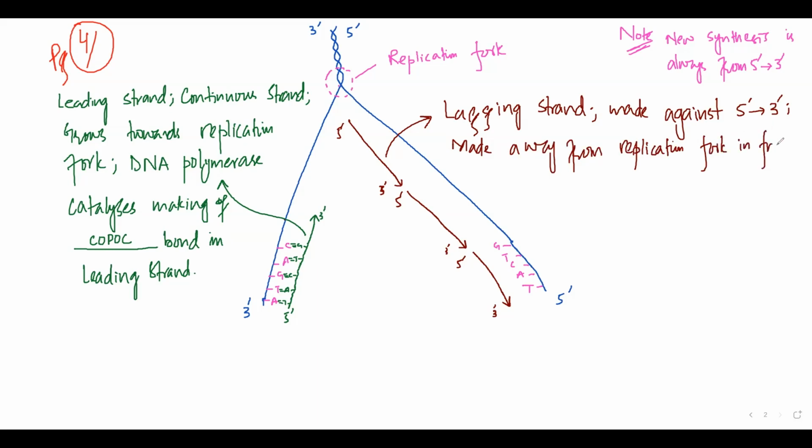And it is made in fragments called Okazaki fragments. Okazaki was a Japanese scientist. But do you know why fragments? Because DNA is not fully opened yet. And you know there is an enzyme which makes phosphodiester bonds between the fragments. This enzyme is called DNA ligase.